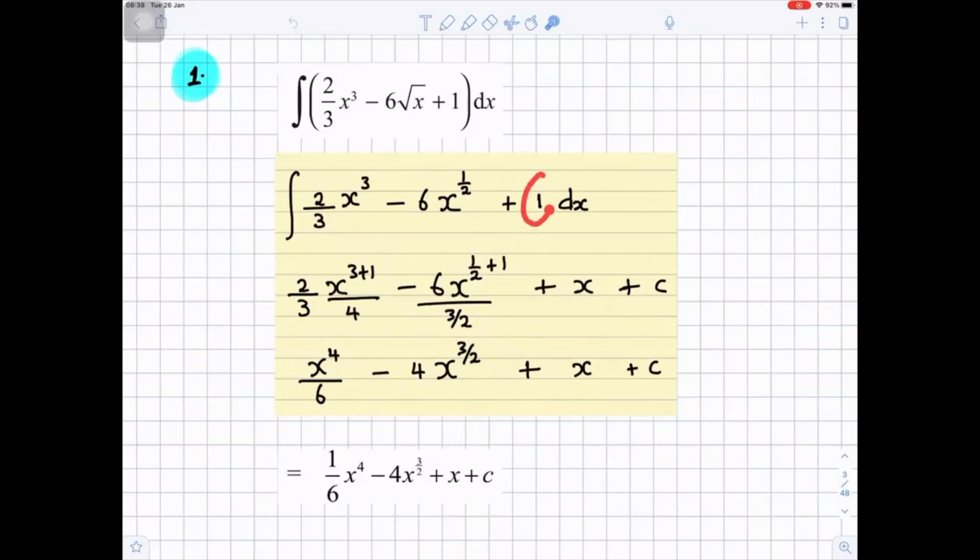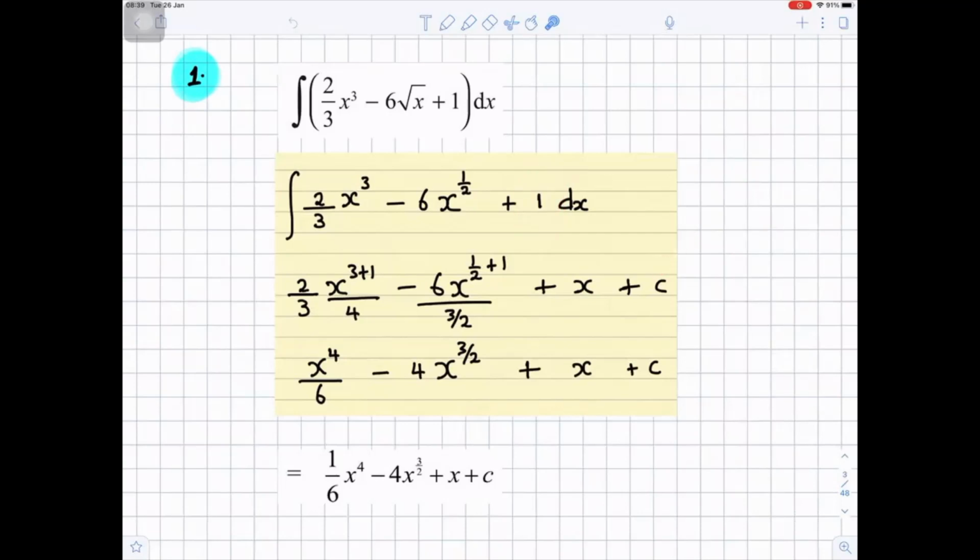Plus the integral of 1 is just x, because the integral of a constant is like 1x to the 0. So you add 1 to the power, x to the 0 plus 1, divided by 1, it gives you x to the 1 over 1, which is x. The integral of 1 will just give you x plus the constant c.